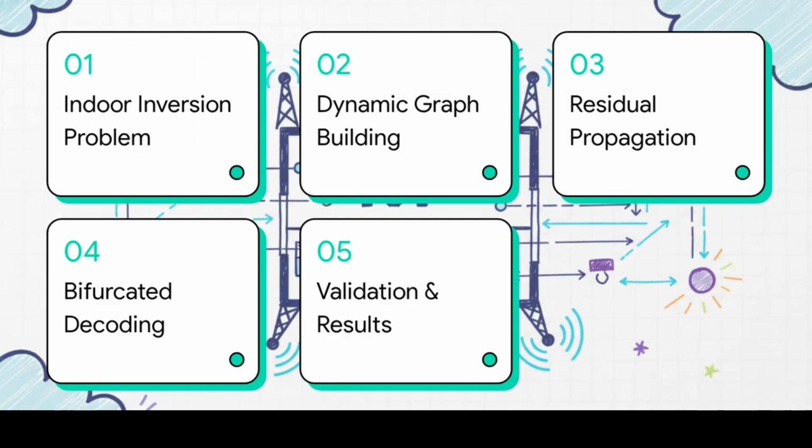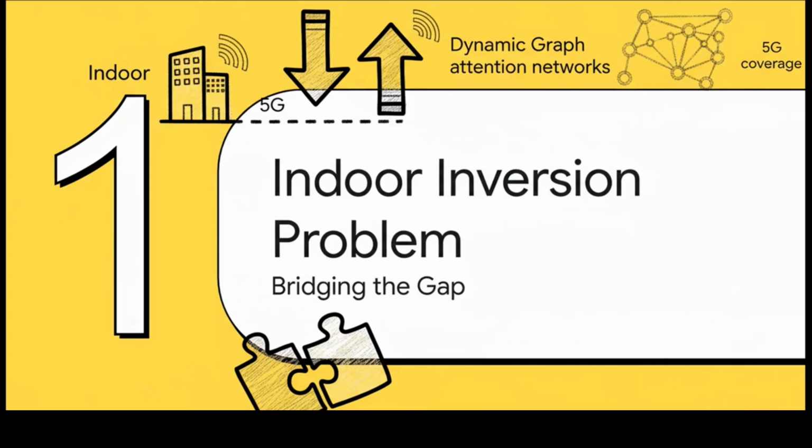Okay, so here's how we'll break this down. First, we'll formally define what we mean by the indoor inversion problem. Then we'll walk through the three key methodological stages: how the model builds its understanding of the space, how information travels through that model, and finally, how it spits out its predictions. And to wrap it all up, we'll look at the hard numbers and visualizations that prove this whole thing actually works. First things first, let's really nail down the problem we're trying to solve.